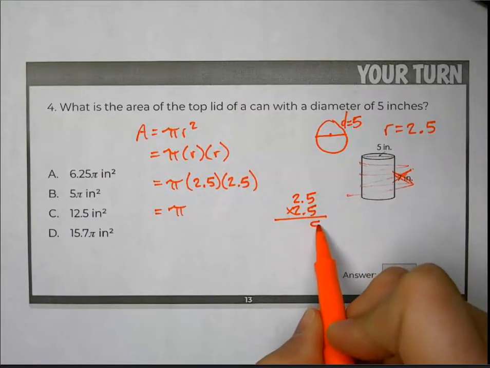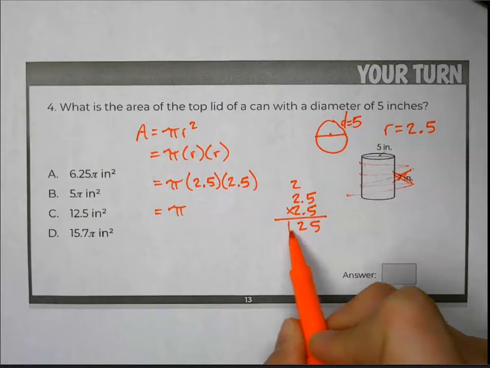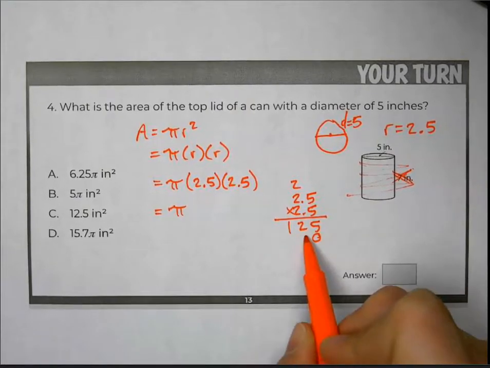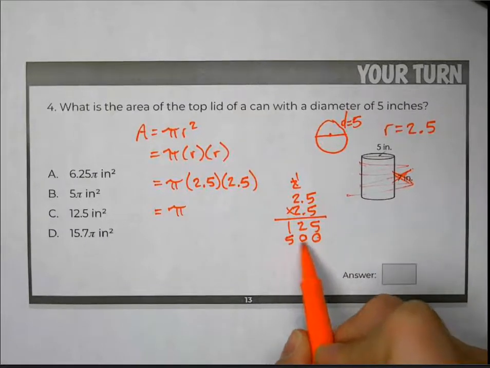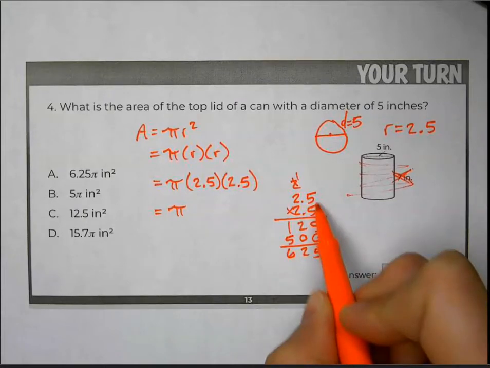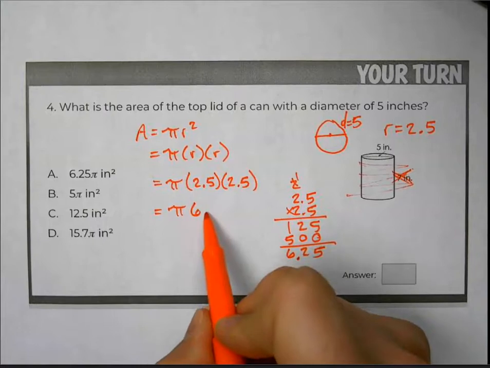5 times 5 is 25. 5 times 2 is 10, plus 2 is 12. For the 0, 2 times 5 is 10. 2 times 2 is 4, plus 1 is 5. 5, 2, 6. I have 2 numbers behind the decimal in the problem, so I need 2 in my answer. So that's 6.25.